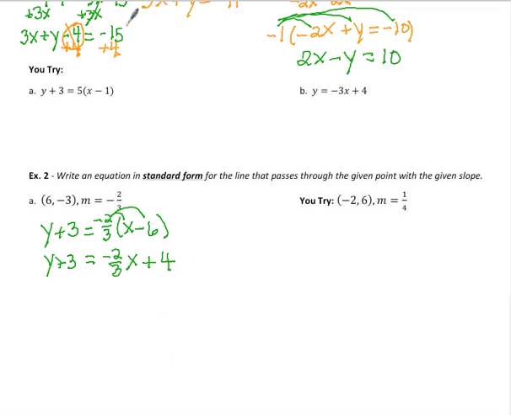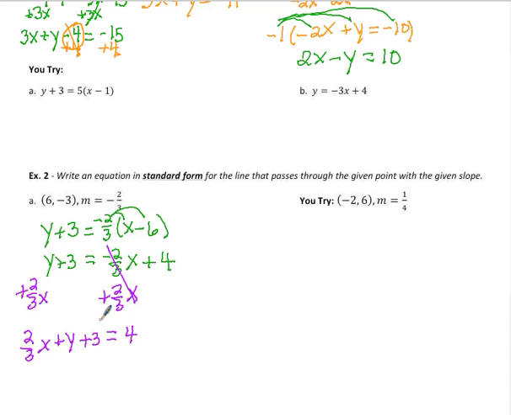Now I'm back to the example that looked like the very first one, that 1a. So I need to move my x term, and then I'm going to have to move this 3 over here. So both of those things need to happen. I'm going to pick another color here. So we'll add 2/3 x and add 2/3 x. This goes to 0. So I get 2/3 x plus y plus 3 equals 4.